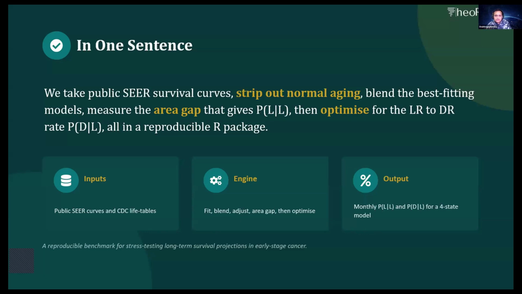So now, in just one sentence: we take the survival curves from any public data. Here we have used SEER. We strip out the ordinary aging by adjusting for background mortality, blend the best-fitting models, measure the gap that gives us the escape probability, and then solve for the local to distant rate, all in just one R package. It's a transparent, shareable framework. Feel free to use it and let me know your thoughts.